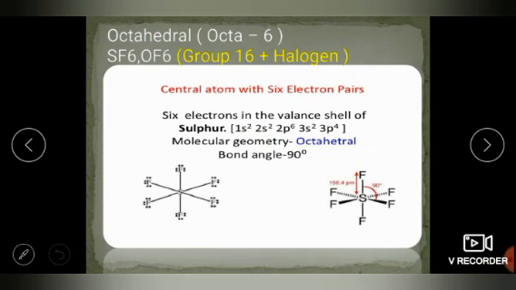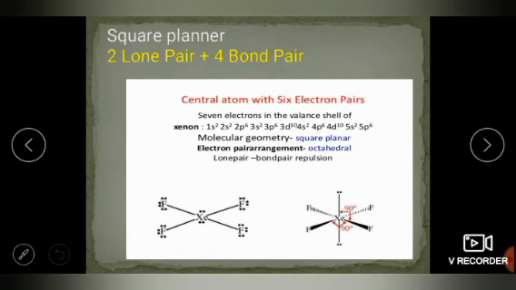Octahedral, when it is 6, octa means 6. So it is group 16 with halogen. So sulfur again, 6 electrons are there in sulfur. The 6 fluorines are there, so there is no problem. With 6 sulfur electrons and 6 fluorines, there is no lone pair, only bond pairs. 90 degrees is the bond angle. You have to draw all these structures in your notebook.